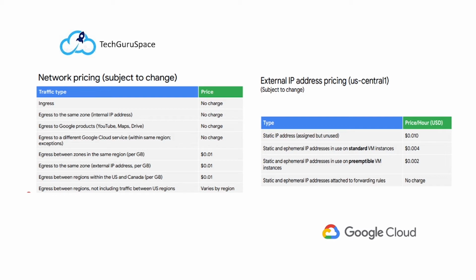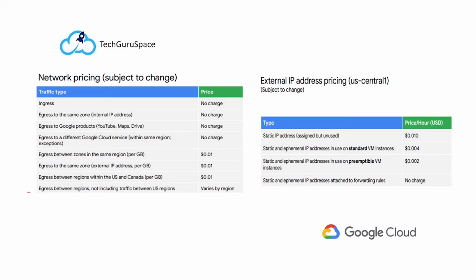As for the differences in egress traffic to the same zone, Compute Engine cannot determine the zone of a virtual machine through the external IP address. Therefore, this traffic is treated like egress between zones in the same region. So now you are charged for static and ephemeral external IP addresses. This table represents the external IP pricing for US Central 1 as of this recording.